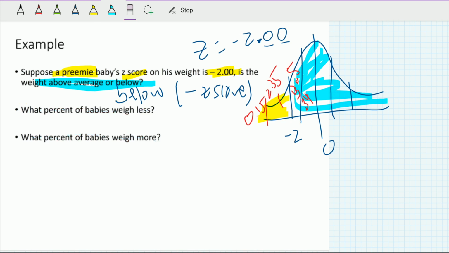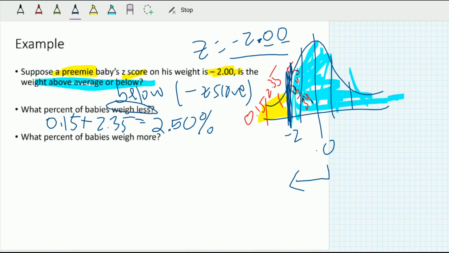So let me clean this up a bit. It'll be 0.15 plus 2.35, and that gives us our answer for what percent of babies weigh less. That is going to be equal to 2.50%. The question is asking what percent of babies weigh less than this particular baby, and this baby is already far below average, so there are only a few babies below average. That's why the number is so low to begin with.